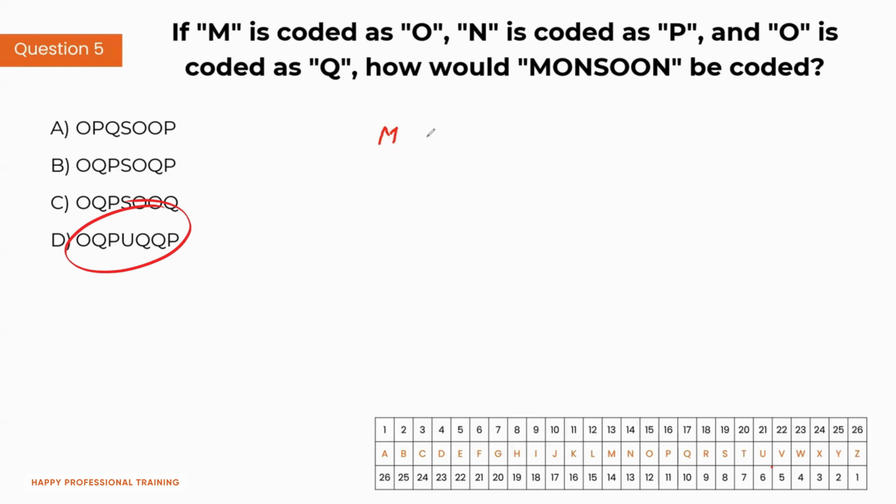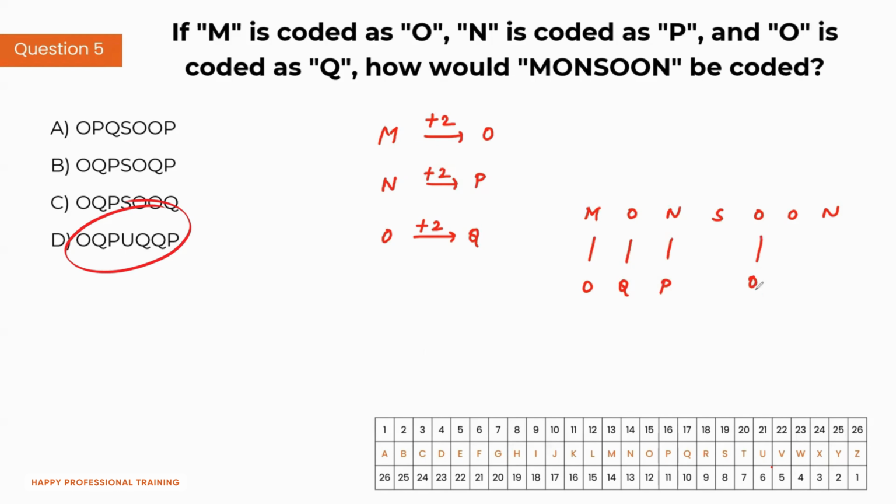M is coded as O, N is coded as P, O is coded as Q. Now what's the pattern here? M plus 2 is O, N plus 2 is P and O plus 2 is Q. Now let's decode the word monsoon. We already have data for M, which is O, O is Q, N is P, O is Q, O is Q and N is P. We know that all the letters move by 2 letters. So S plus 2 is U. So D is the correct answer.